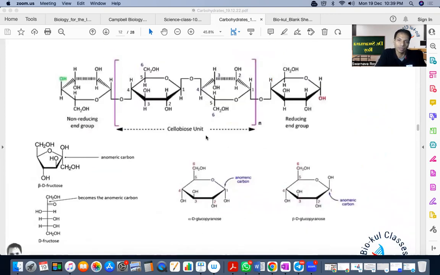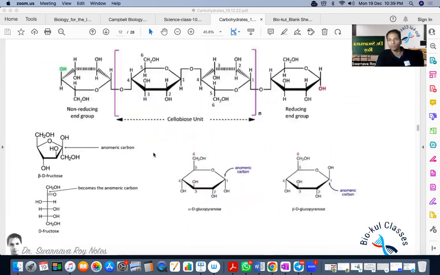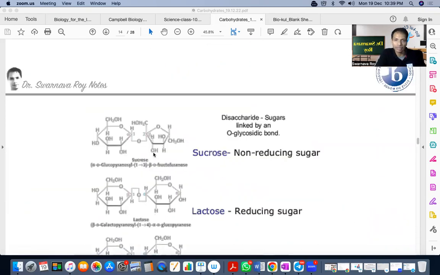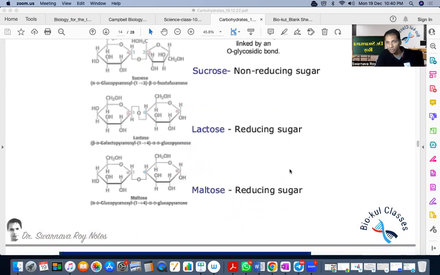So we learned that. We learned what's a reducing end, what's a non-reducing end. Reducing end, you see how the anomeric carbon is free here, right? And this is a non-reducing end because the anomeric carbon is bonded. This C1 carbon is bonded. So we learned what's a reducing end, what's a non-reducing end. And we also learned that sucrose is a non-reducing sugar, lactose is a reducing sugar, maltose is a reducing sugar.